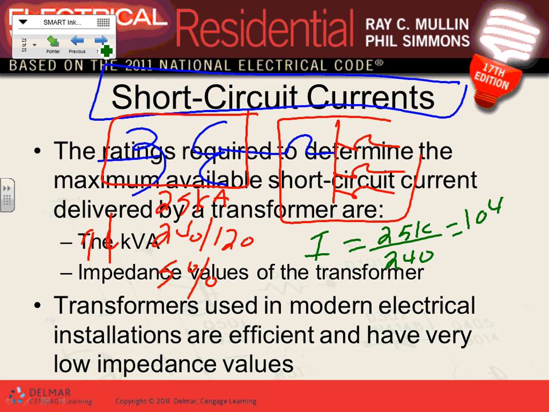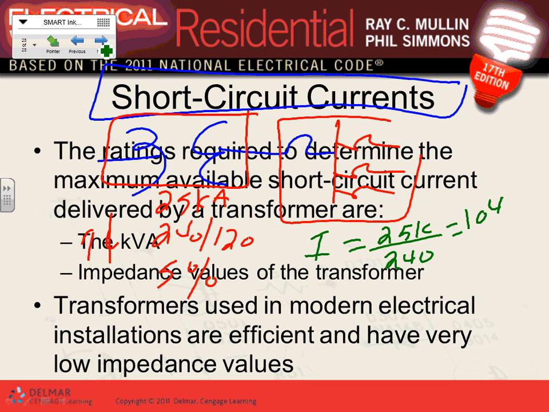104.16, K or 104? Did you multiply by K? By 1,000? I multiply it by 25,000. 25,000. Okay, so 104? Yes. Okay. 104.16. So everybody agree now?